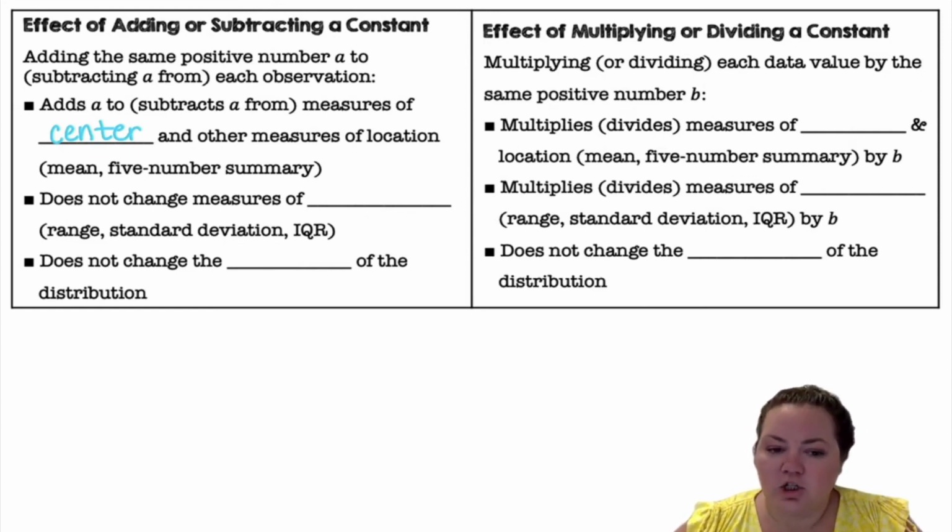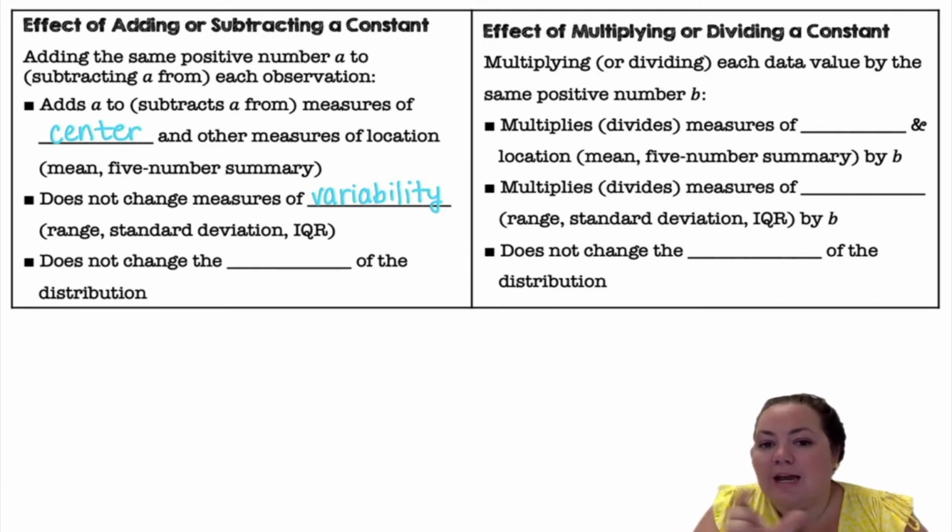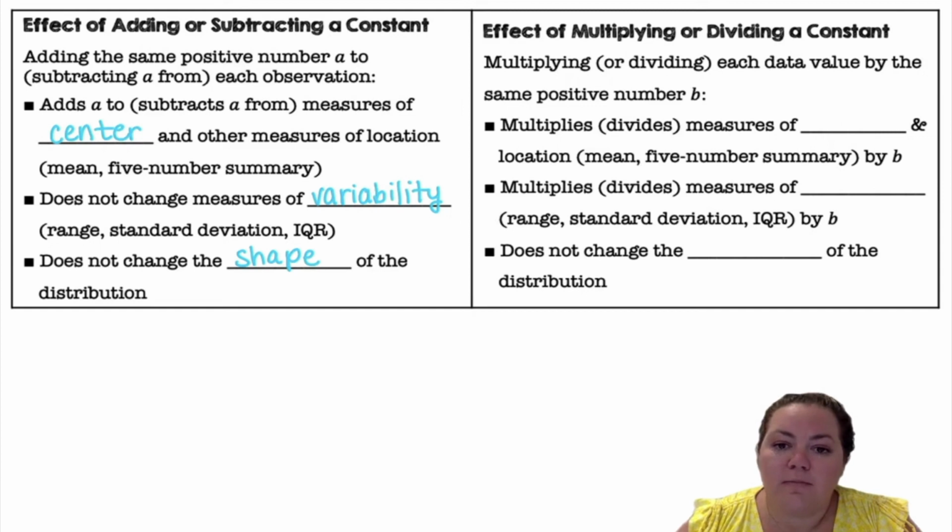It does not change the measures of variability, so range, standard deviation, and interquartile range, okay, because all I'm doing is just sliding everything over. It does not change the shape of the distribution. All right, so if it was skewed right before, it's going to stay skewed right.